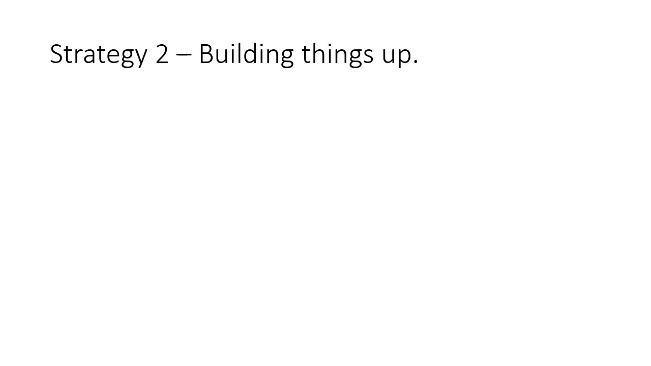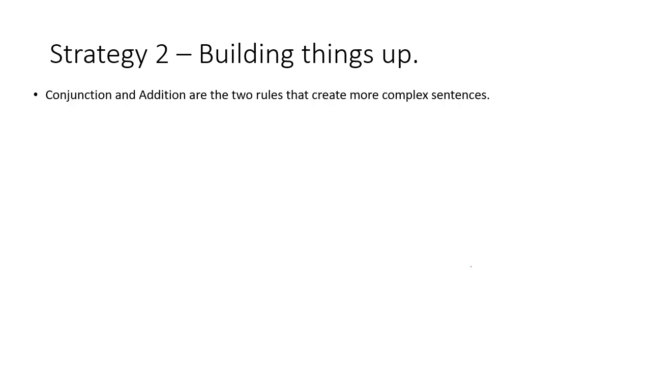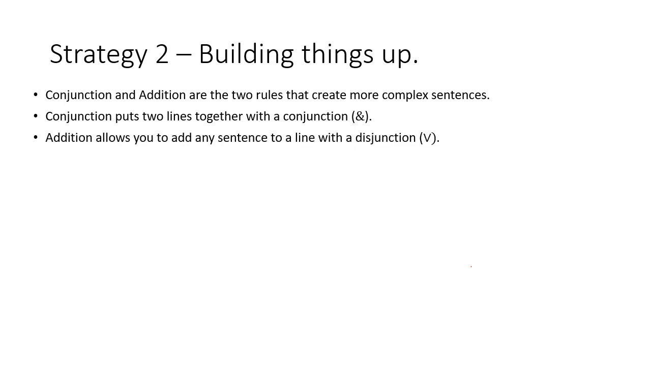So moving on, there are another set of rules that instead of breaking things apart, build things up. So those are conjunction and addition, and these, in my opinion, are the easier of the two strategies. But conjunction just takes any two lines and puts them together with an and symbol, a conjunction. And addition allows you to add any sentence to a line as long as you do it with a disjunction, right? So or something, or add it to any line, and any level of complexity.